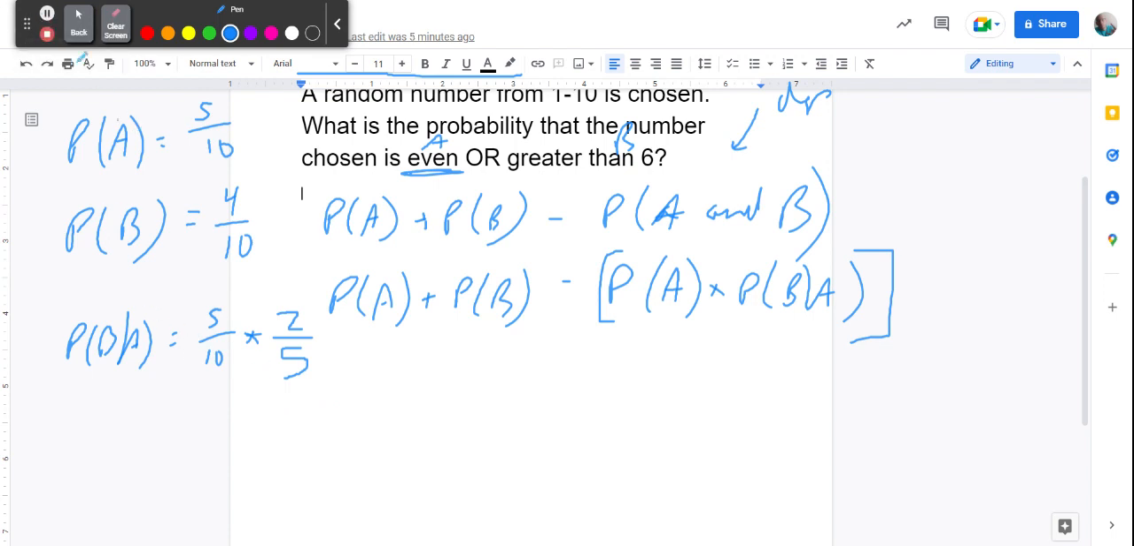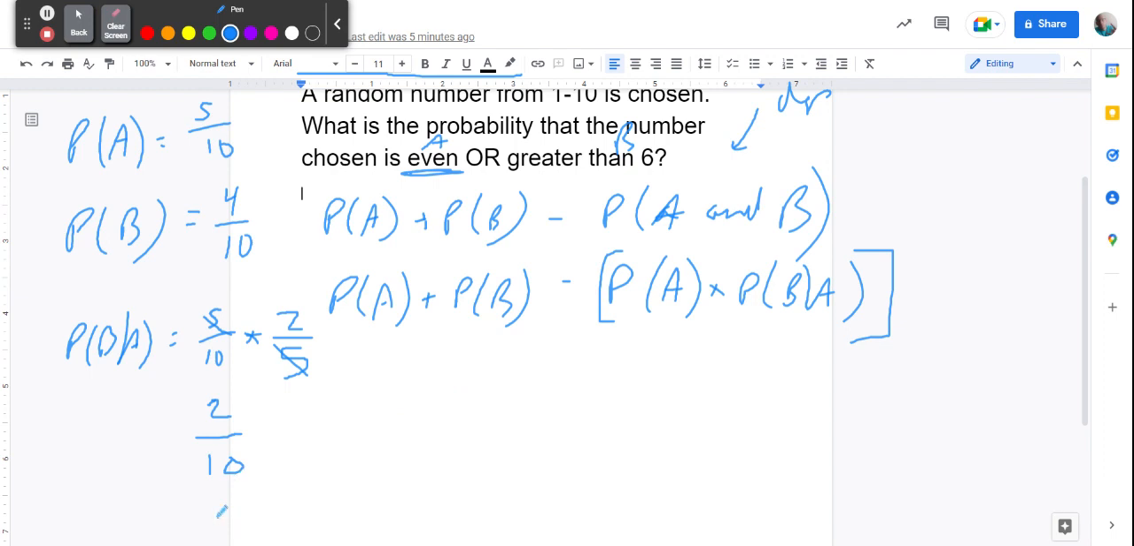All right, so the probability of B given A. Now this actually cleans up very nicely, because the 5s cancel out and we end up with 2/10. Which makes sense, because out of our 10 numbers, we have 2 numbers that are even and greater than 6: 8 and 10. So our probability of A and B, of an even number greater than 6, is 2/10.